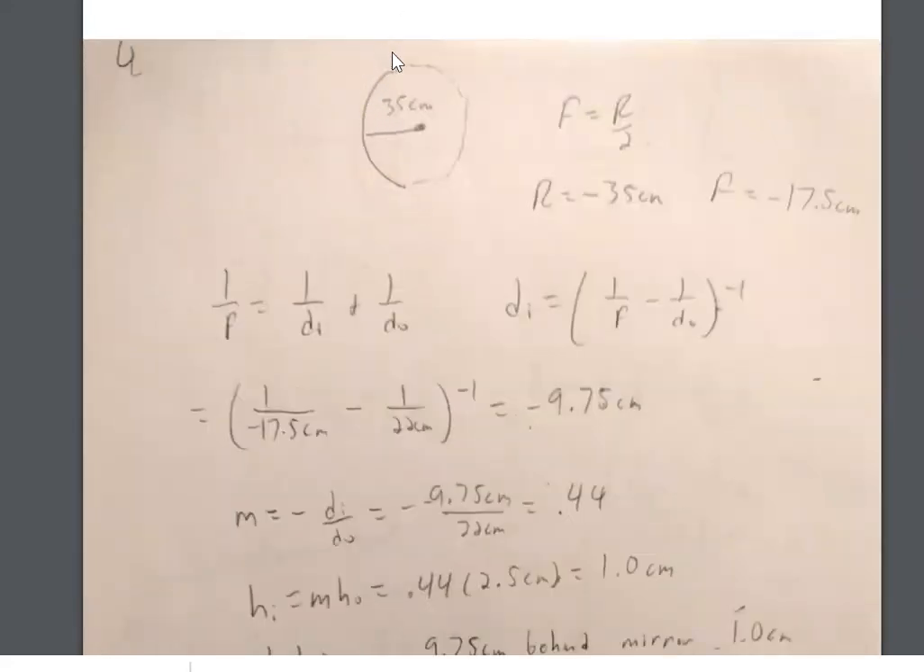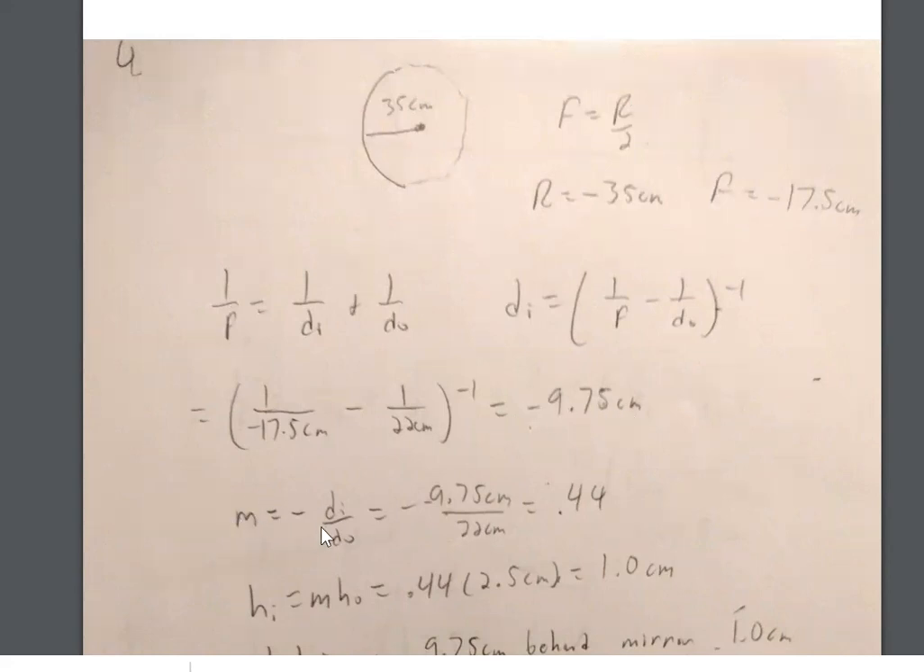Okay, so here's our mirror. It's convex, which means it's curved like this. So this is the mirrored side that had a radius of curvature of 35 centimeters. Now, because it's convex, that means our radius is negative, and our focal length is always half the radius. So our focal length is negative 17.5 centimeters. So now we know everything. We know the focal length and we know the object distance, so we can find the image distance. And so if we calculate that, we'll get negative 9.75 centimeters.